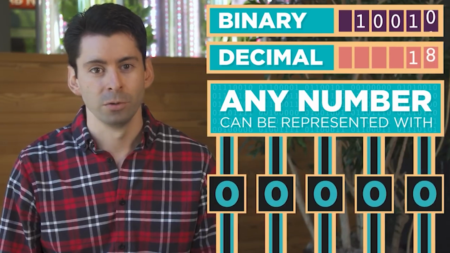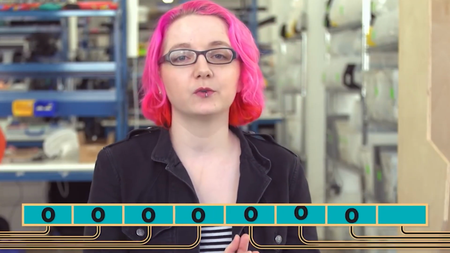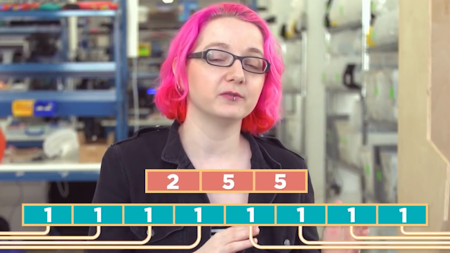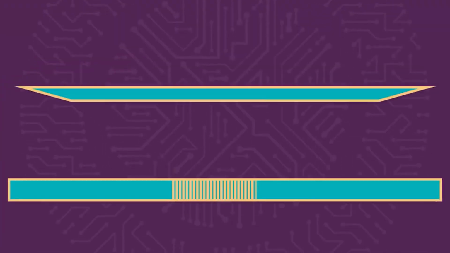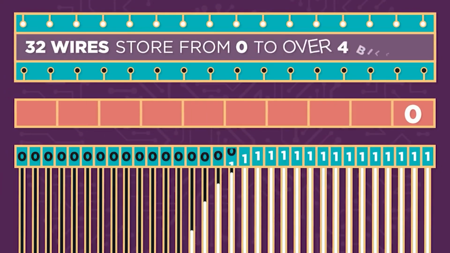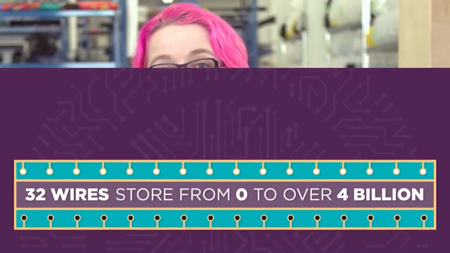The more wires you use, the larger the numbers you can store. With 8 wires, you can store numbers between 0 and 255. That's 8 ones. With just 32 wires, you can store all the way from 0 to over 4 billion. Using the binary number system, you can represent any number you like.